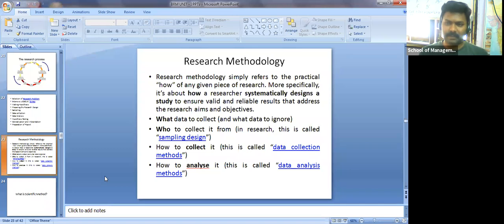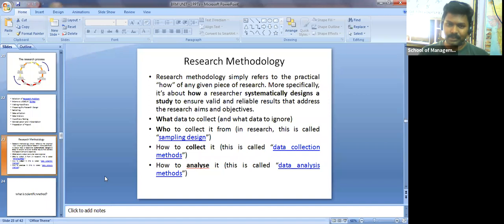Now suppose you are referring to a book, or company data, or maybe a balance sheet which is already published, or maybe a profit and loss account. All these are secondary data. So how to collect it? Is it primary or secondary? This is the data collection method, which is a sub part of research methodology. And how to analyze it? This is called the data analysis method.